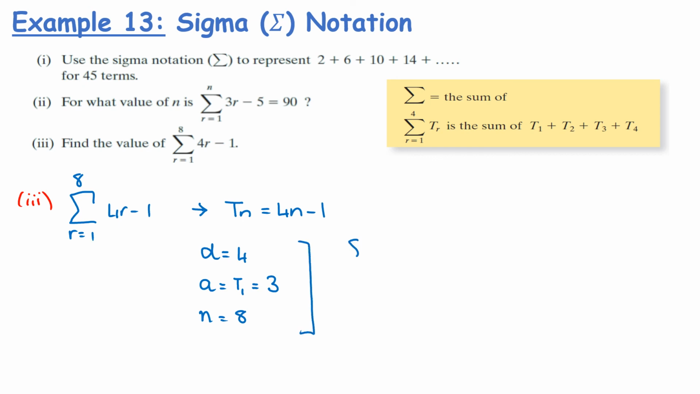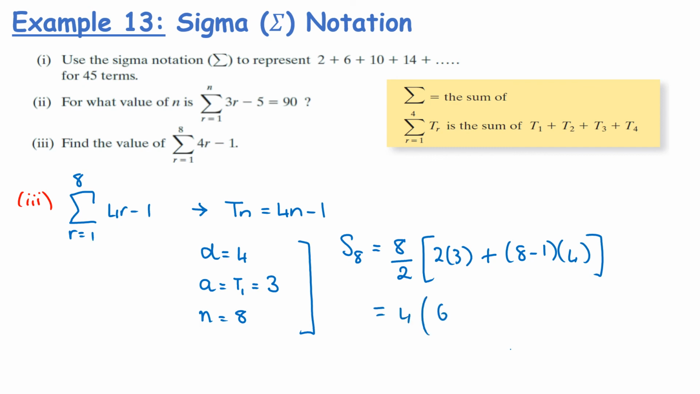We're now going to figure out, I'm trying to write an S and then an 8. So S8, using our sum formula, we have n over 2 times 2a plus n minus 1 times d, which is 4. And that can go straight into the calculator. You can do a bit of cleaning yourself, doesn't matter. So now 4 plus 28. And that is 4 times 34, which is 136.